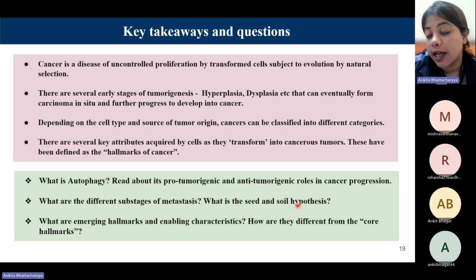The seed and soil hypothesis by Paget is something that will explain this concept to you in more detail, especially if you are looking forward to working in academia in cancer biology in the future. This is almost a short question you'll get asked in your interview, so it's always good to learn about it. And finally, what are emerging hallmarks and enabling characteristics? How are they different from the core hallmarks? I've already mentioned this. You'll find it in the Cancer Discovery article that I had cited.